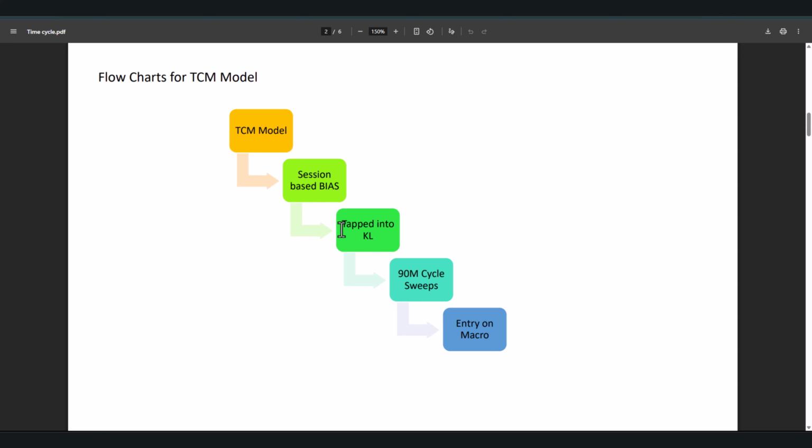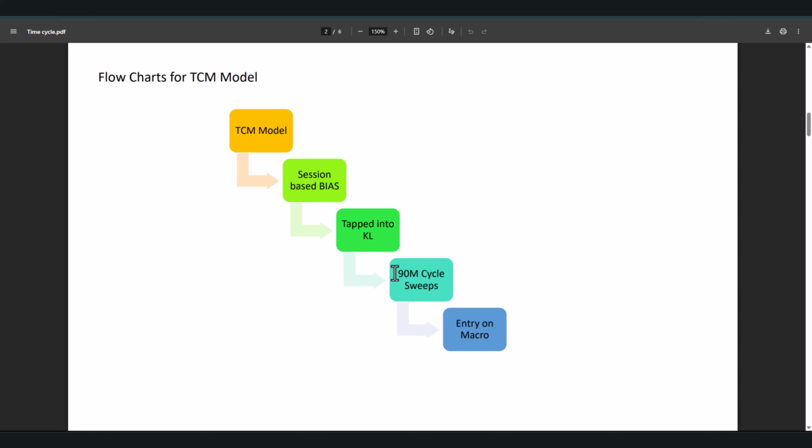Then you have to wait to tap into a key level, which is on H1. I basically use two types of key level, which are only FVG and swing high and swing low points. For swing high and swing low points, you can add the fractals indicator on TradingView.